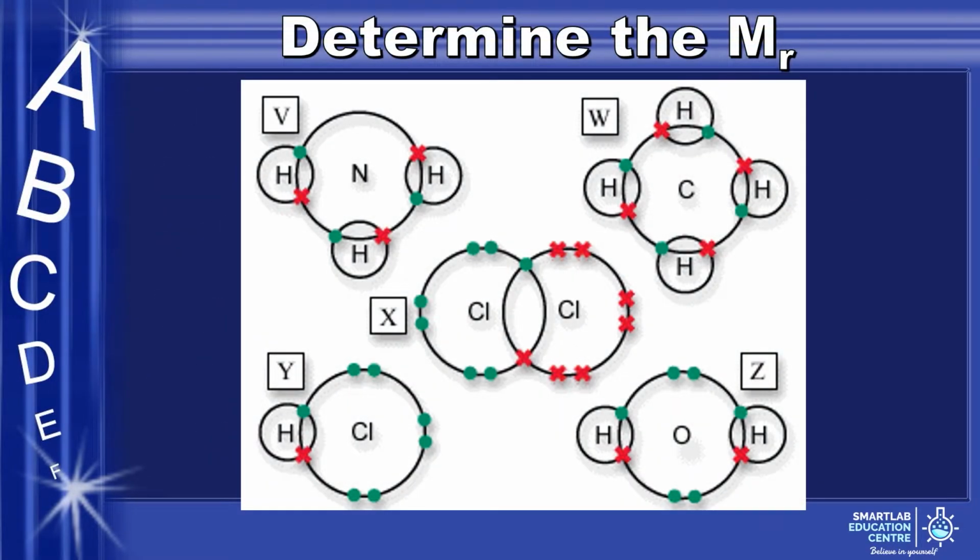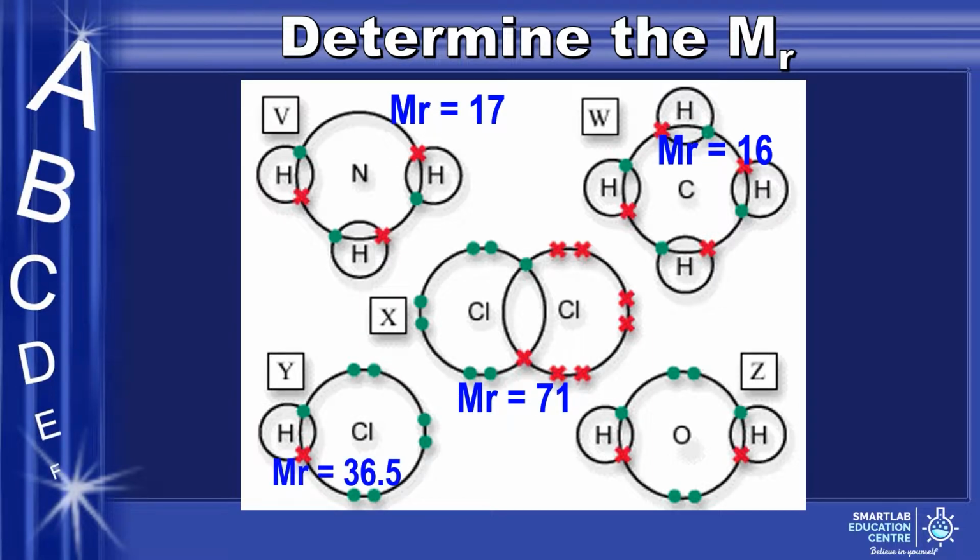Determine the Mr of these compounds. For ammonia, its Mr will be 17. For methane, its Mr will be 16. For chlorine, its Mr will be 71. For hydrogen chloride, as previously discussed, its Mr will be 36.5. And lastly for water, its Mr will be 18.